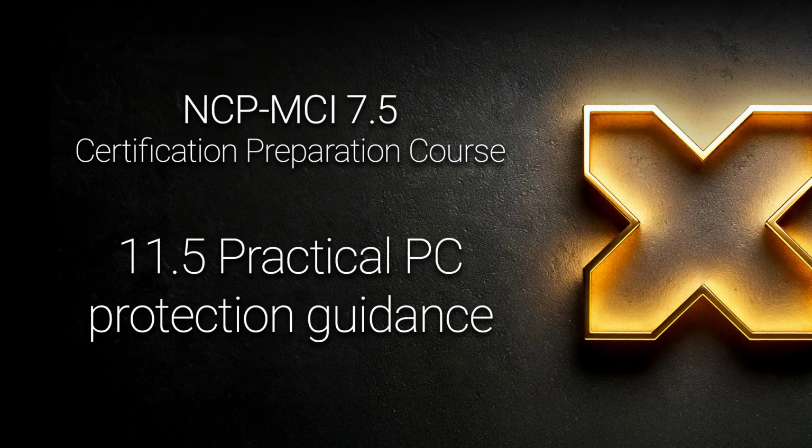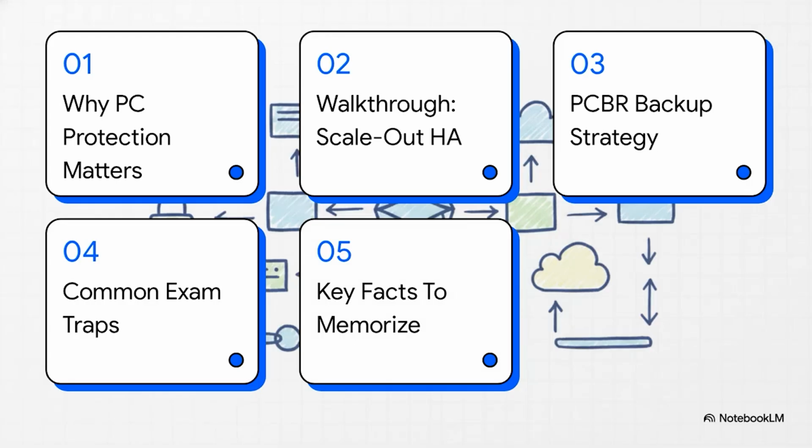And honestly, more importantly for you right now, we're going to talk about exactly how to tackle those highly specific scenario questions you're bound to see on the exam. Okay, let's take a quick look at our roadmap for today. We're covering 1. Why PC protection matters. 2. A walkthrough of scale-out HA. 3. A walkthrough of the PCBR backup strategy. 4. Common exam traps. And finally, 5. Key facts to memorize. Let's get right into it.